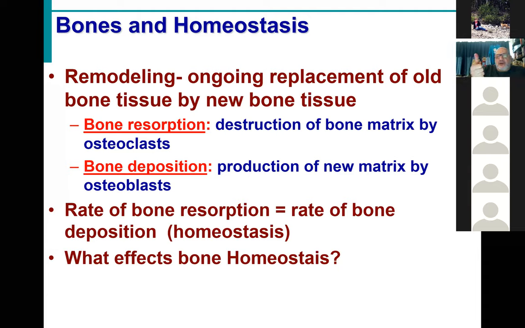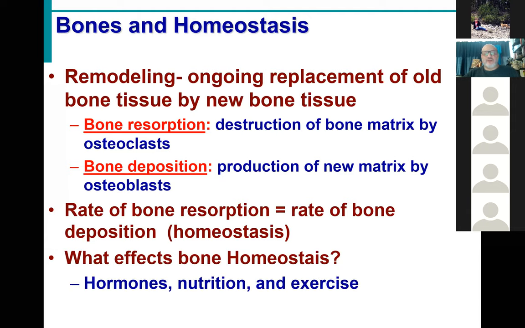Nutrition, absolutely. What we take in. What else? Exercise. Exercise and? Well, it's not so much genetics, because we can't change our genetics, but we can change our hormones. Absolutely. Hormones, nutrition, and exercise. Those are the three main factors that are going to affect and influence how we maintain homeostasis.